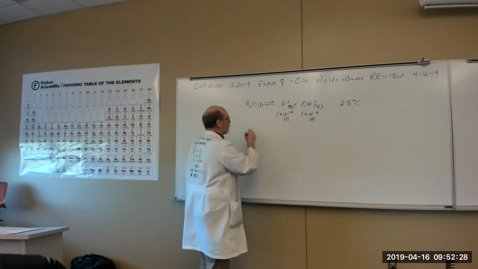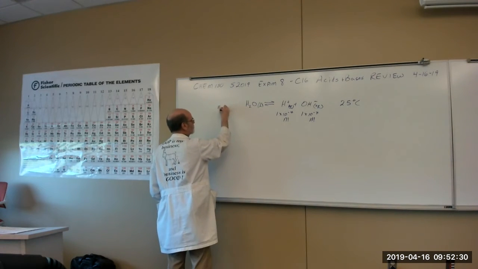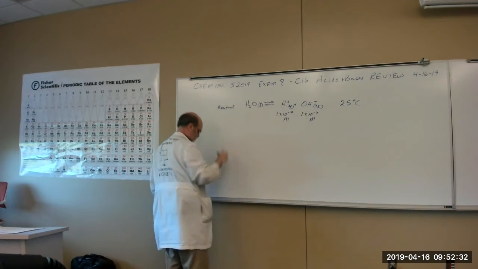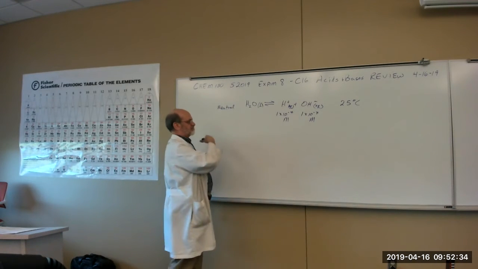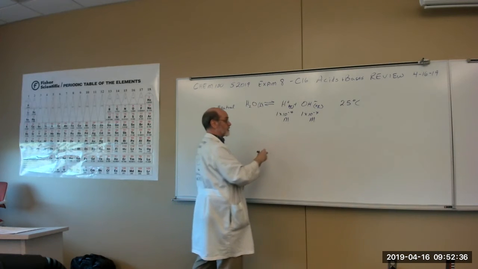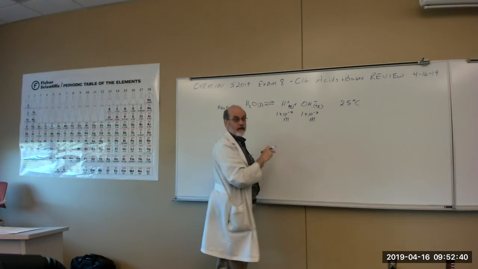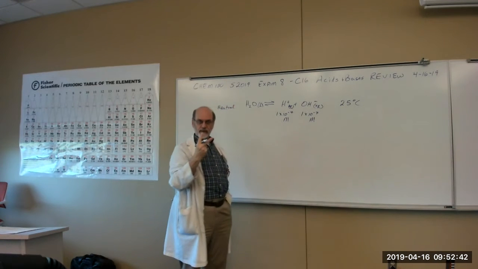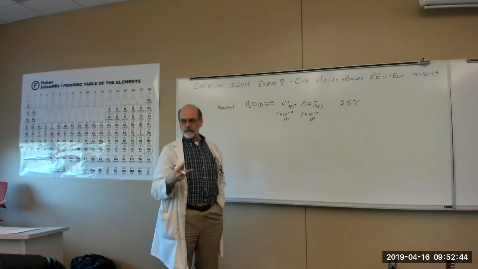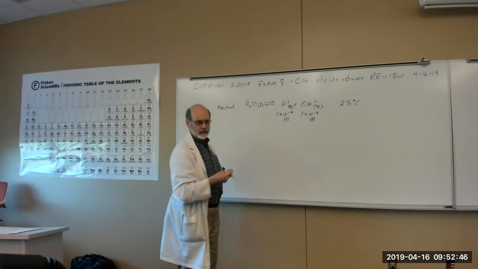So this is what's called neutral. Pure water, just sitting there at 25 degrees, will have this concentration of hydrogen ions and hydroxyl ions. And they're equal. Whenever they're equal, you have a neutral solution. Okay?